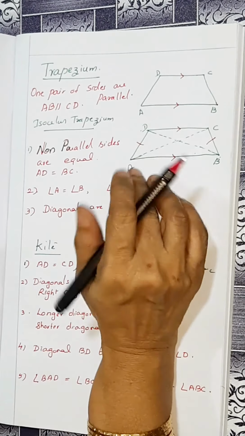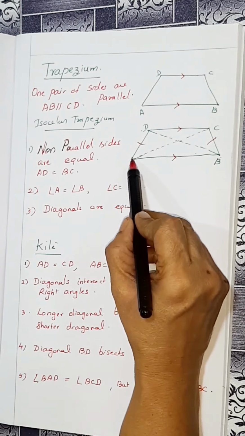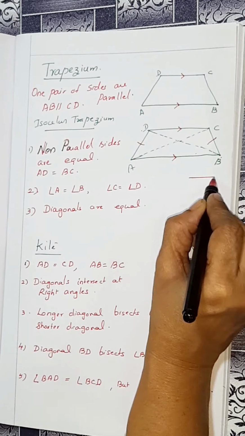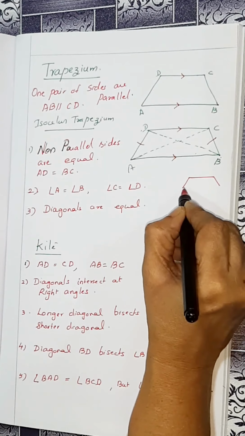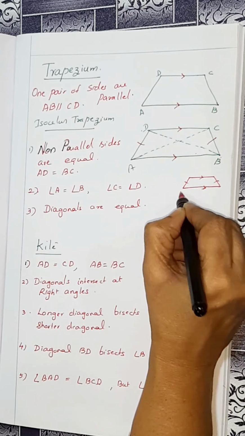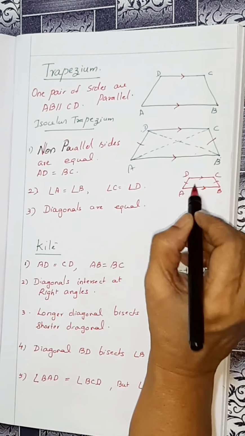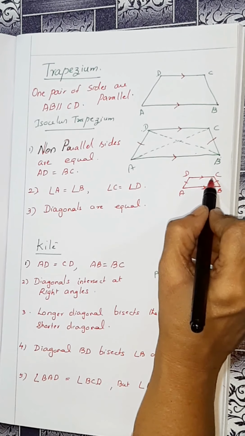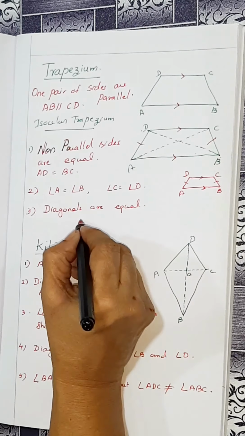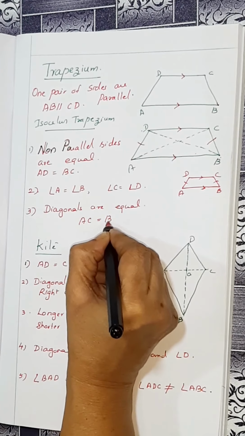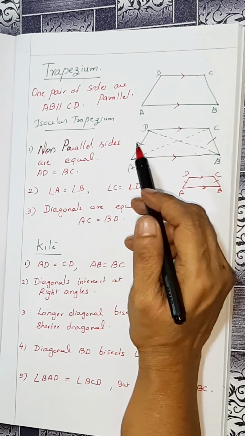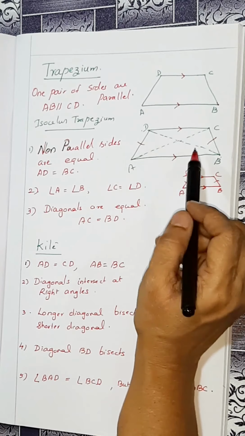Now for the isosceles trapezium we have a few more properties, like angle A, that is DAB. Suppose I draw like this, ABCD. So angle A is equal to angle B and angle C is equal to angle D. And then the diagonals are equal, that is AC is equal to BD. So they do not bisect each other the way it is in a parallelogram. So just the diagonals are equal.